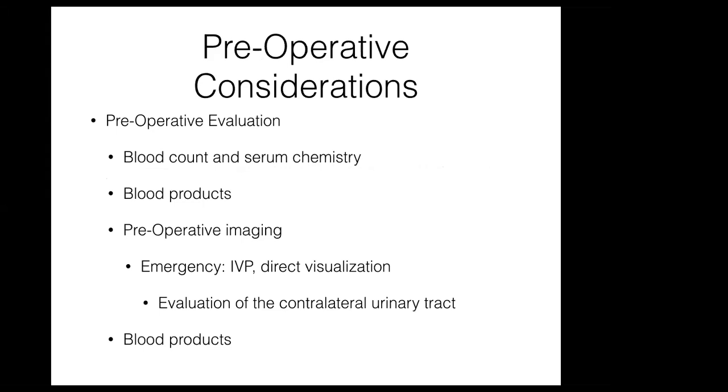And now, for the preoperative consideration, of course, if the surgery is an elective surgery, we should always perform adequate preoperative preparation, do a blood count and serum chemistry, secure the blood products, and preoperative imaging, CT scan, for example, or CT urography for a stricture. However, in cases of an emergency procedure for trauma, IVP and direct visualization will be sufficient for doing a UU. The goal of doing IVP in the emergency setting is to evaluate the contralateral urinary tract.